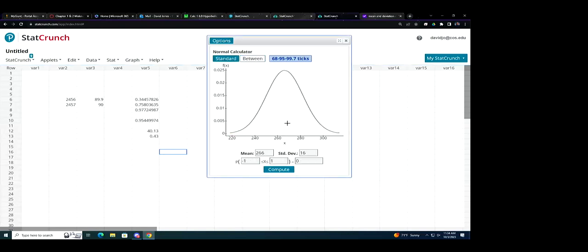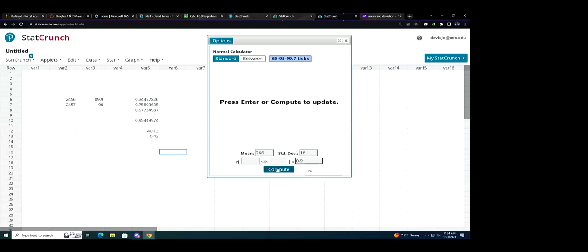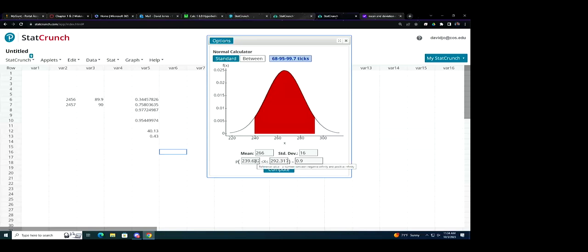Next, we want to do between, and we're doing the inner 90%. So we're going to change that to say 0.9 and click compute. I'm getting 239.7 on the left, and on the right, I'm getting 292.3. On the left side, I want to round down because I can't have a partial day. We're going to do it to a full day. I'm rounding away from the region. So 239 here, and here I'll round up to 293.